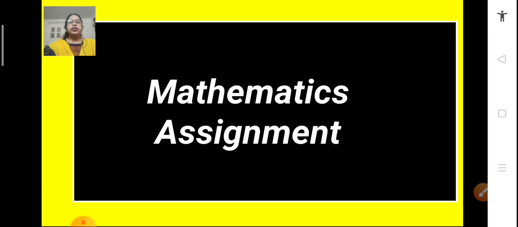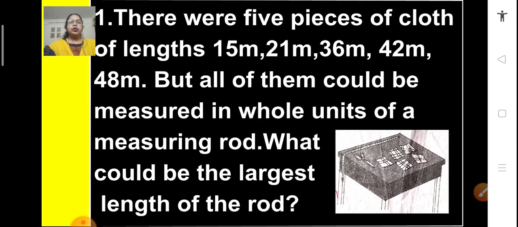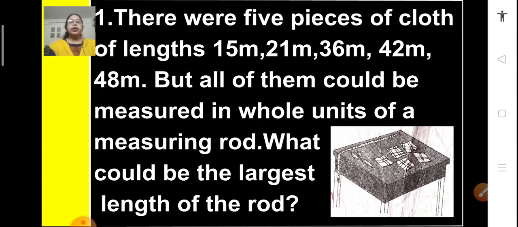Now, on the first sheet of the assignment, you are going to write mathematics assignment, and also you have to write your details like your name, standard and division, roll number and your SID number. On the next sheet, you have to copy the problem and you have to solve it.